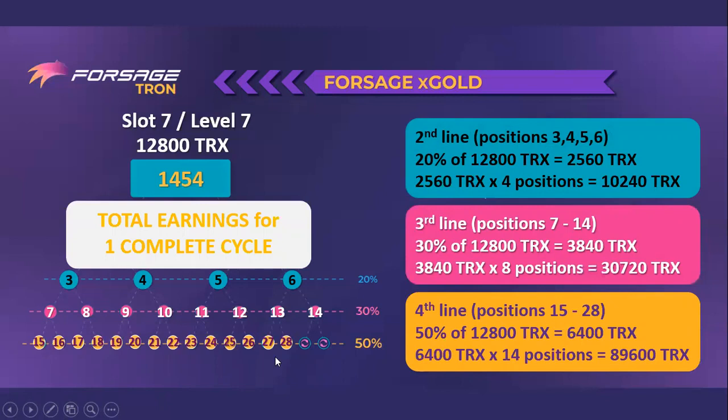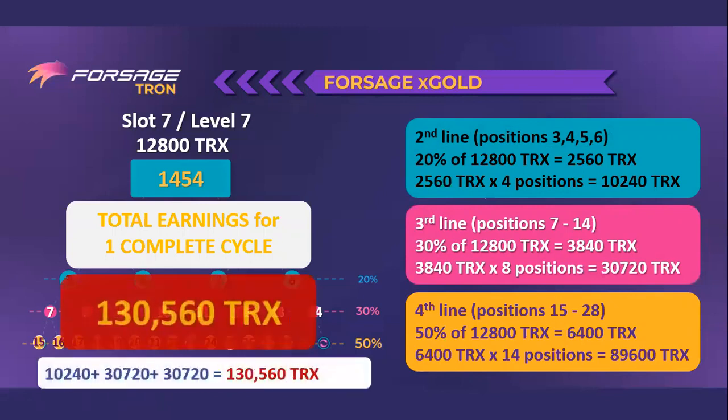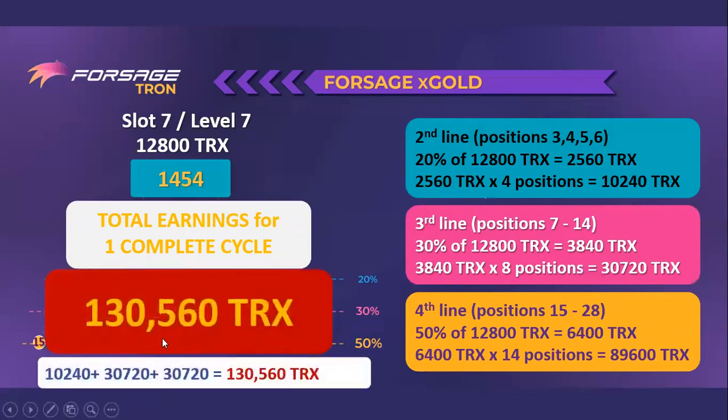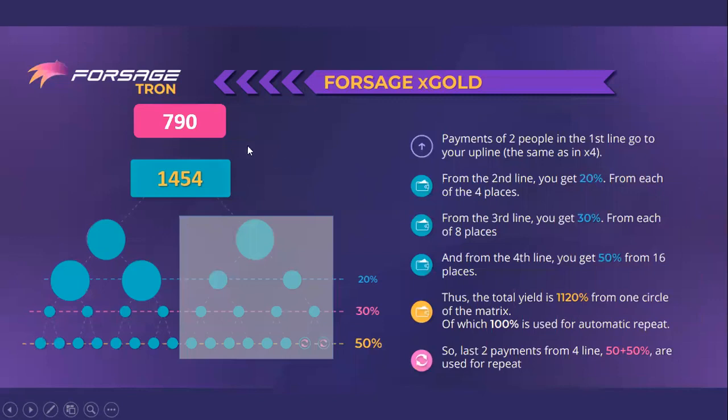So the total earnings for one complete cycle is 130,560 Tronics. And I only invested 12,800 Tronics. Massive earnings. It's so exciting that you want to just keep leveling up. And if you can level up all the way to 12, go and do so, because you will not regret the investment you have placed here. Okay. So this is my example.